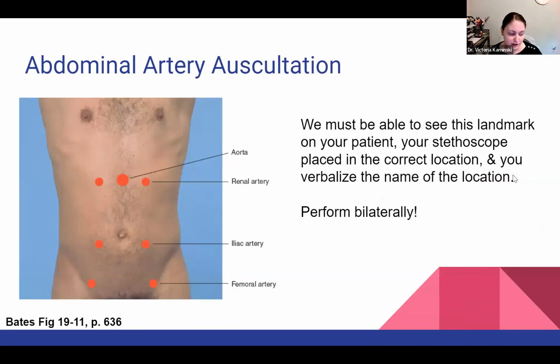What you can see on the left side of your screen is your Bates figure, which shows the abdominal aorta, as well as your renal arteries, your iliac arteries, and your femoral arteries. For modesty of your patient, we are not asking that you expose the femoral region. You would place your stethoscope over their clothing in that area, and then you would verbalize that the best way to auscultate over the femoral pulses would be skin-to-skin contact with your bell and your diaphragm on the actual skin of the patient.